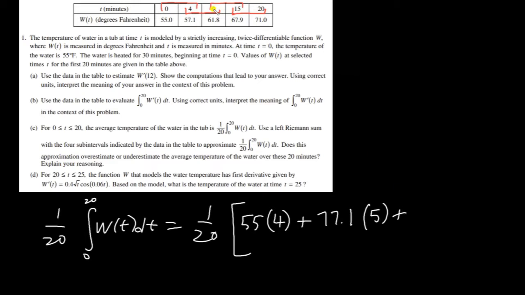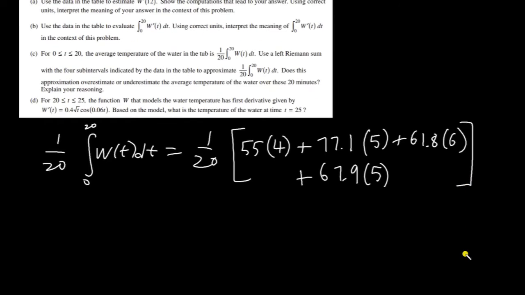plus, and then the third subinterval from 9 to 15, we'll take the left, times the difference in the t value. Alright, hopefully you can see where this is going. And then finally, we'll take the left, times the difference in the t value. Okay, there you go. All we gotta do now is plug this into the calculator, and we get 60.79.